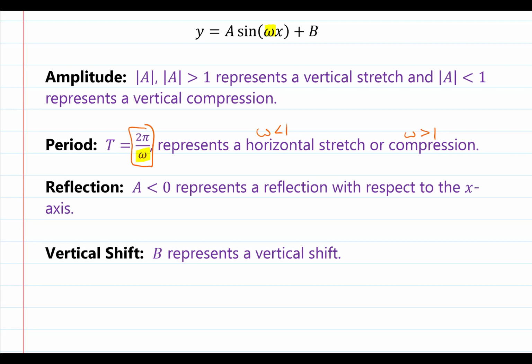Then we get to a reflection. So it's possible to reflect these, and it goes back to A. If A is less than 0, meaning that A is negative, it represents a reflection with respect to the x-axis. And then finally, we have a vertical shift. This value of B on the very end of the equation is a constant, and it represents a vertical shift. If B is a positive value, it's going to shift the graph up. If B is a negative value, it will shift the graph down.